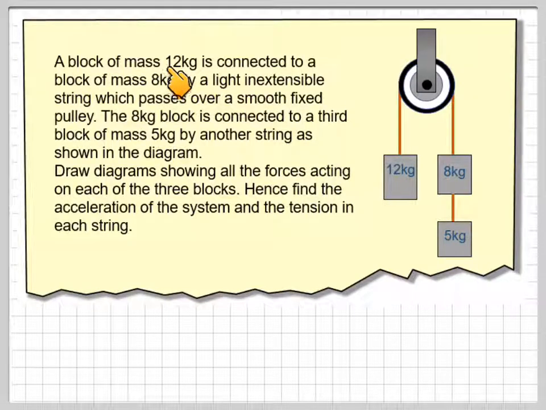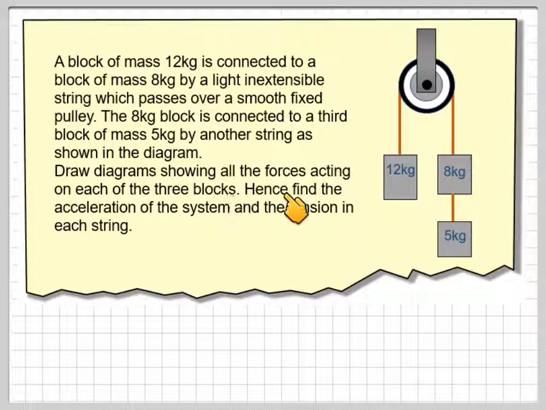A block of mass 12 kilograms is connected to a block of mass 8 kilograms by a light, inextensible string which passes over a smooth fixed pulley. The 8 kilogram block is connected to a third block of mass 5 kilograms by another string as shown in the diagram. So we've got a 12 kilogram mass over a light, smooth pulley, and the string is light and inextensible, i.e. it doesn't stretch, and then this 8 kilogram mass is connected to a further 5 kilogram mass.